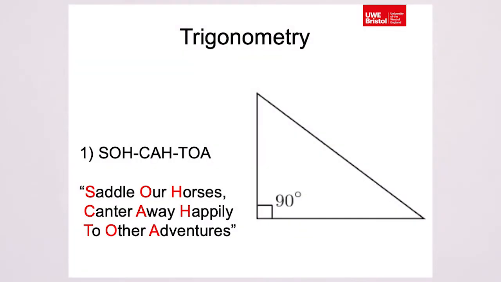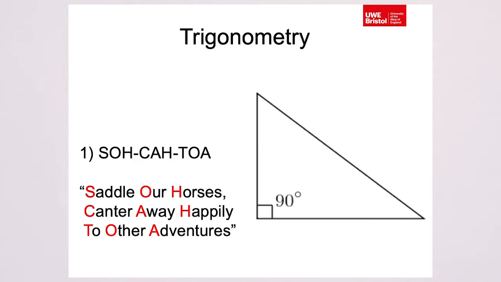Now let's look at trigonometry, and this has the rather complicated word behind it of Sohcahtoa. So you can solve most trigonometry problems with the term Sohcahtoa. Now this is a difficult word to remember, but there are various ways of remembering it by using mnemonics. One of the ones you can use is: saddle our horses, canter away happily to other adventures. So Sohcahtoa.